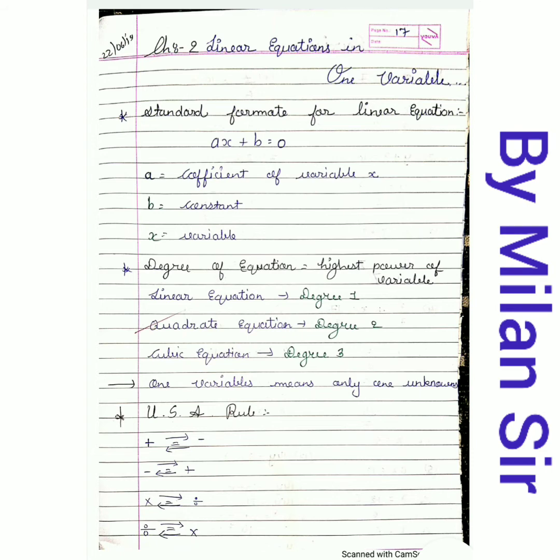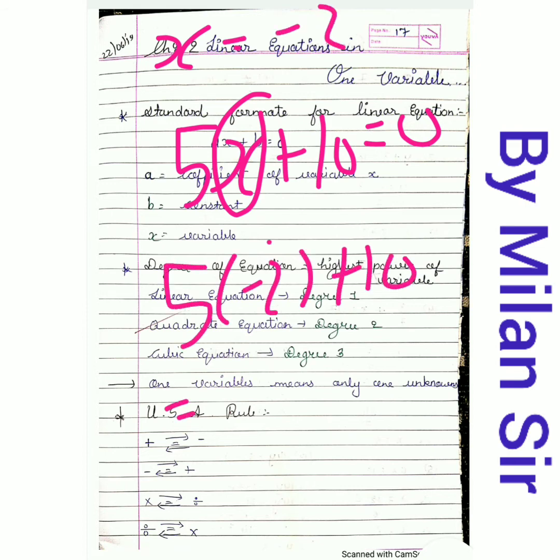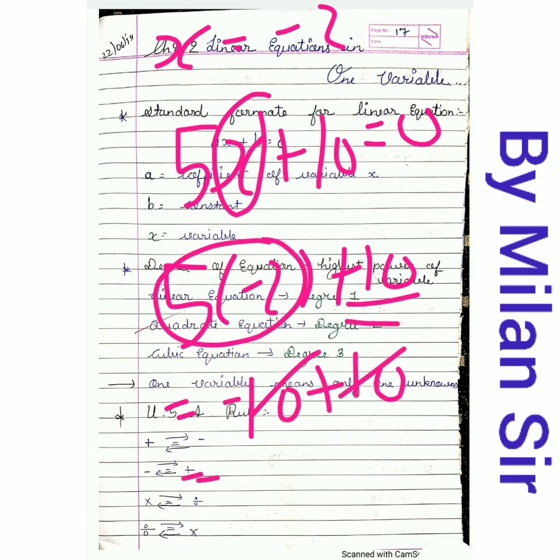Okay. Now for finding out the solution of a linear equation, first of all I will explain what the solution of a linear equation is. That means the value of the unknown. The value of the unknown is called the solution of a linear equation. If we have 5x plus 10 is equal to 0, then we need to find the value of x here. If we put x equals minus 2, then 5 into minus 2 plus 10, so minus 10 plus 10 is 0.